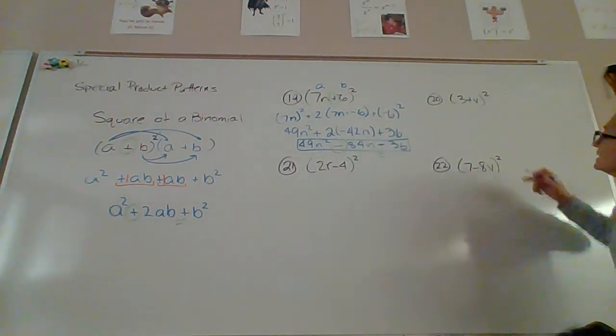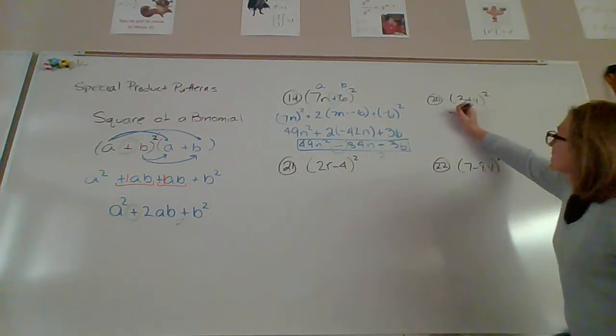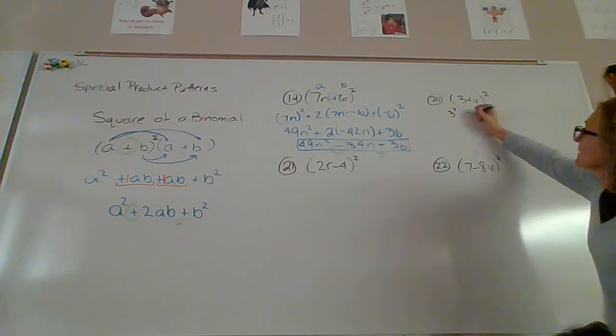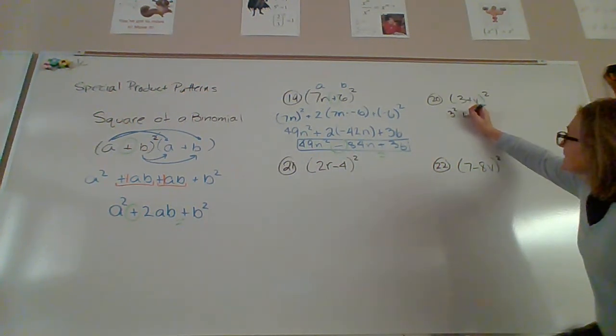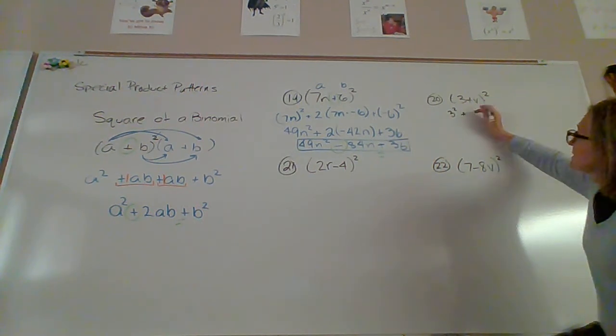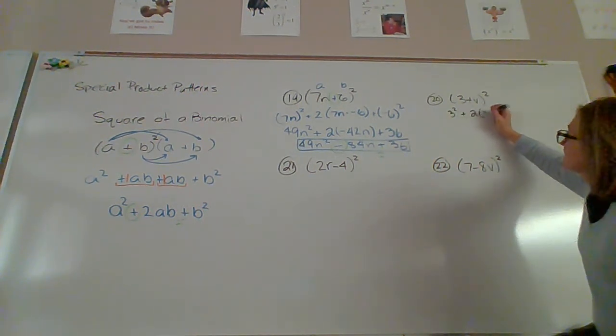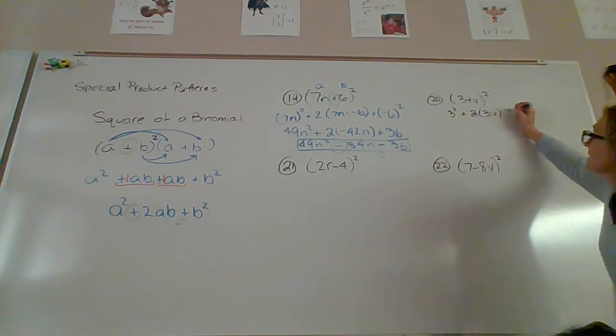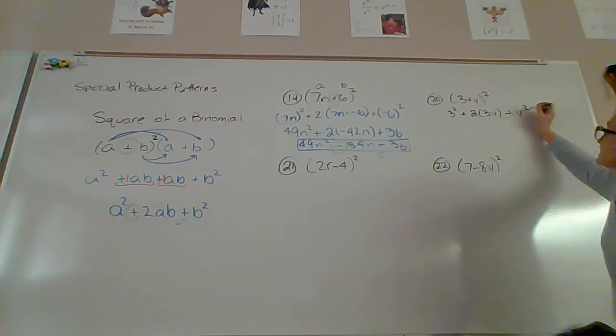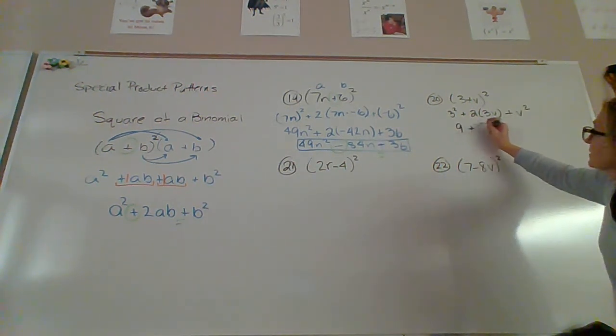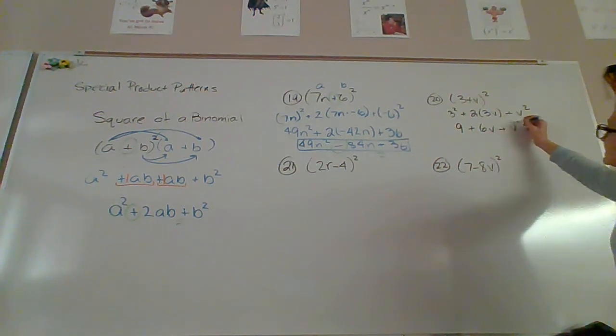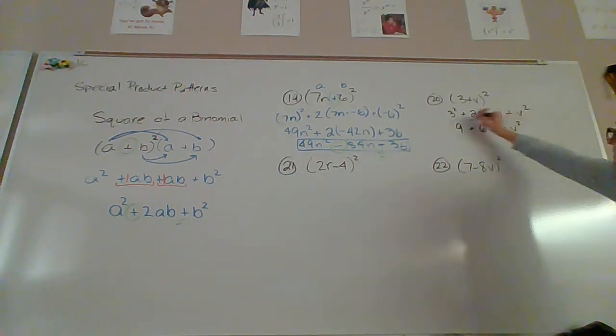On number 20, all right, so we know the pattern. We're going to square the 3. Then we're going to take, it's positive, so we'll use plus. So we'll take 2 times 3 times v, and then finally plus v squared. So our answer is 9 plus 6v plus v squared. And we are done.